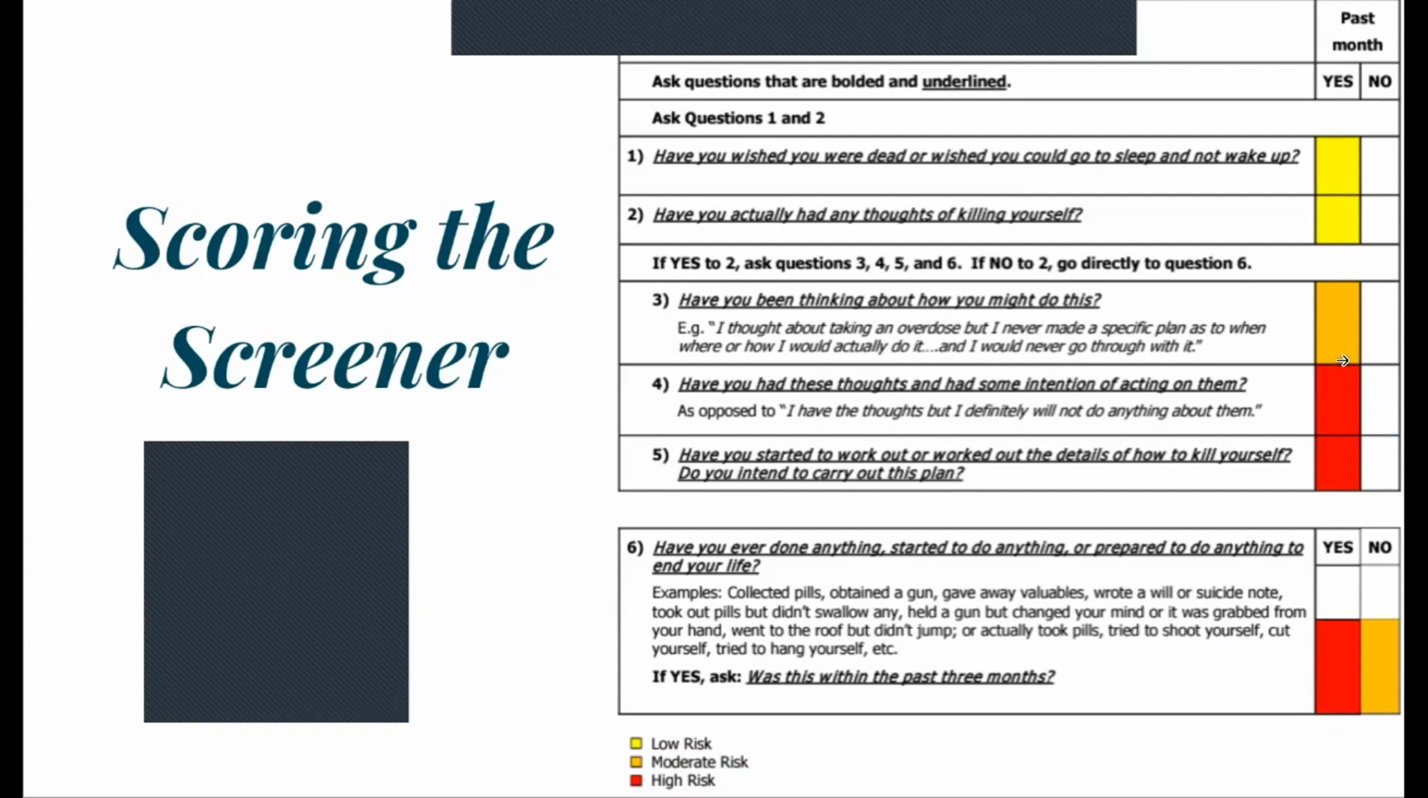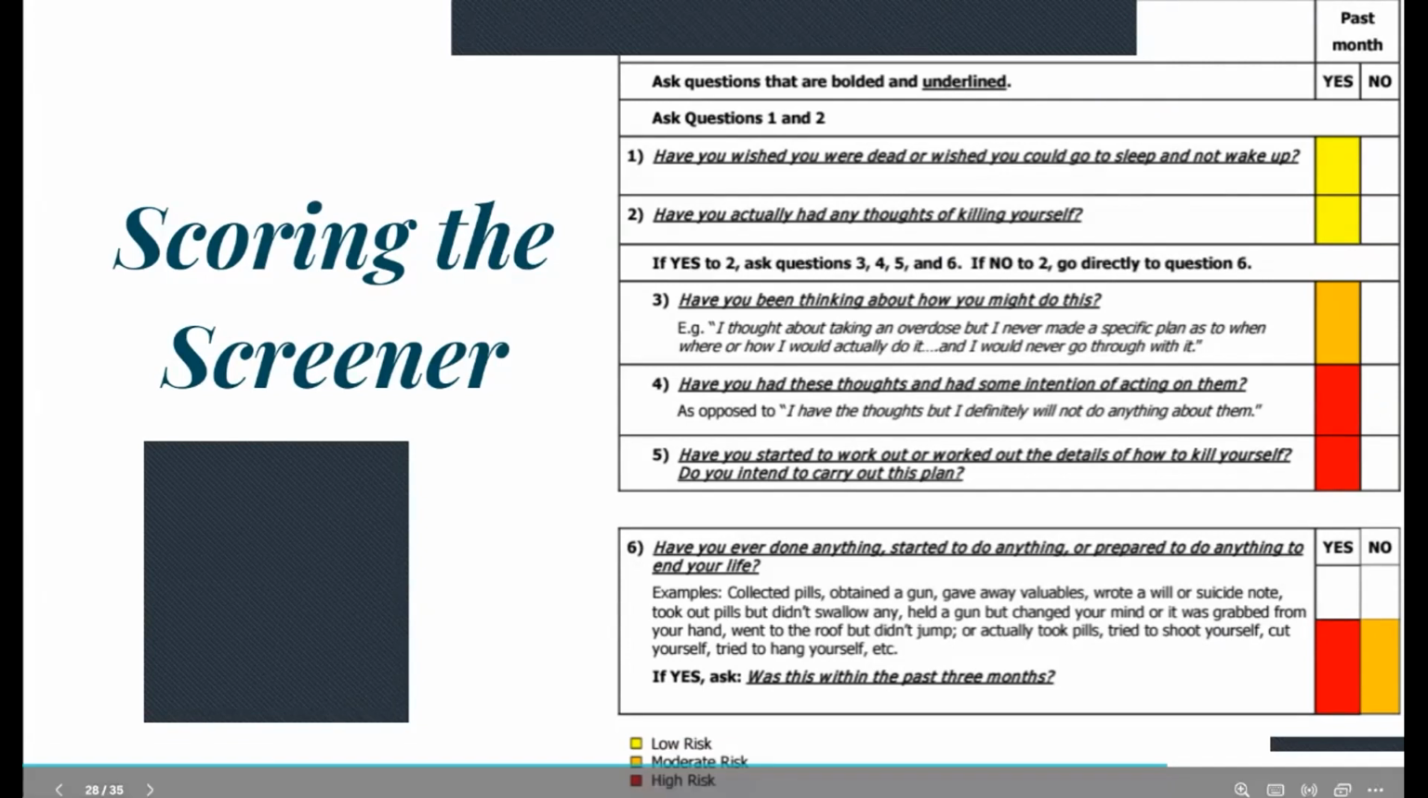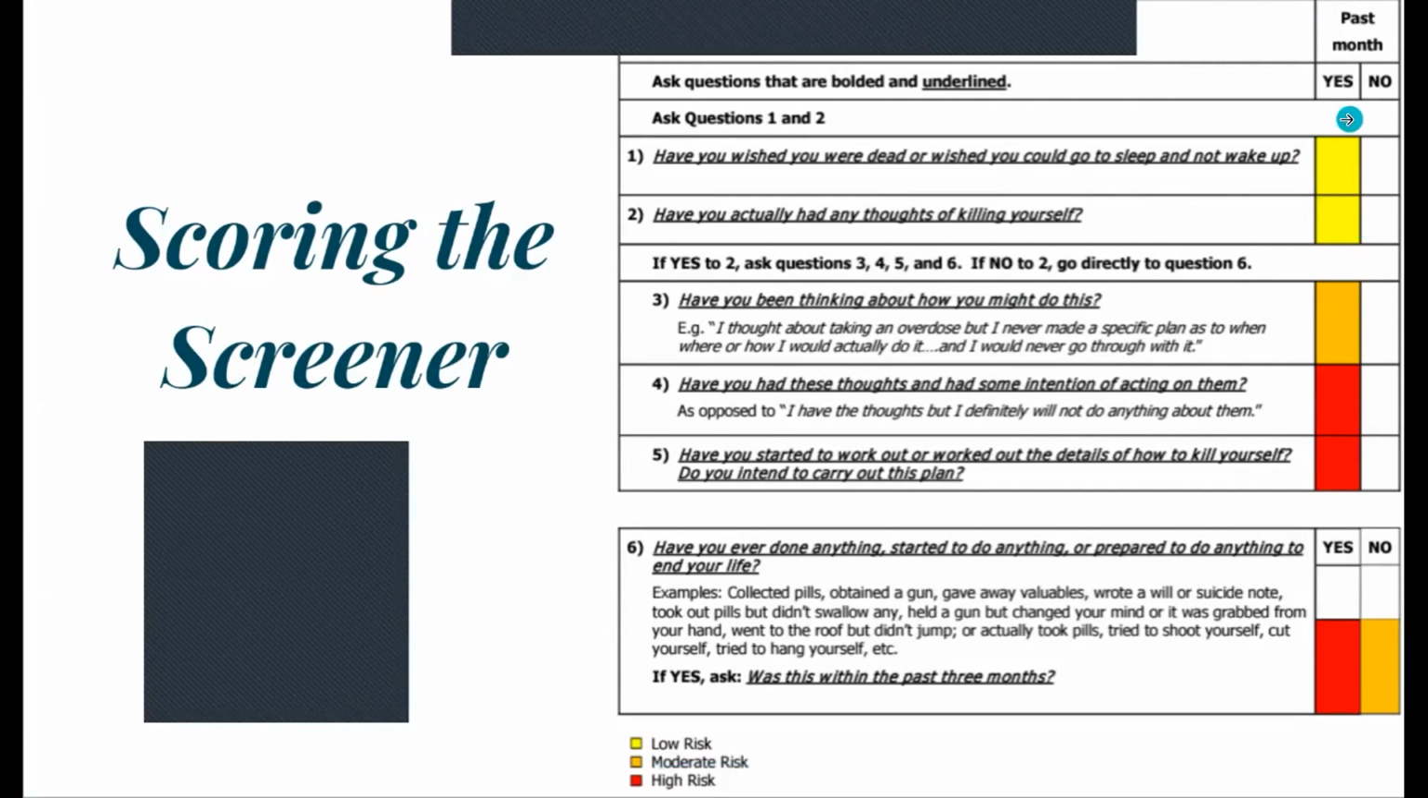So you can see here that if they have some suicidal ideation and a past plan, they're going to stay in that moderate risk area. Even if the risk is reduced, this screener will still show that they're still at that moderate risk.